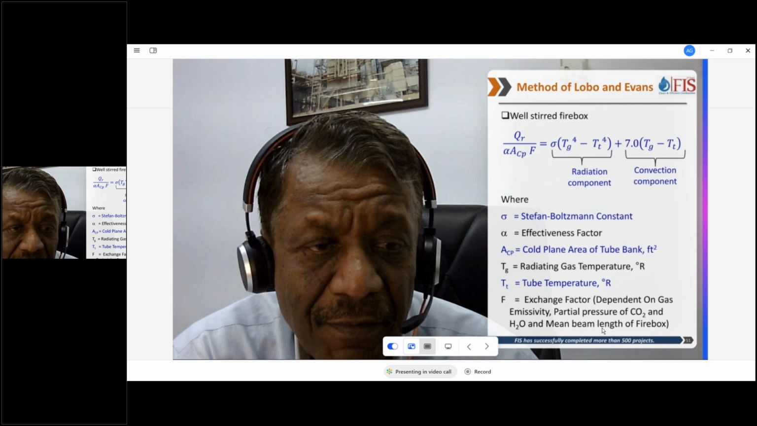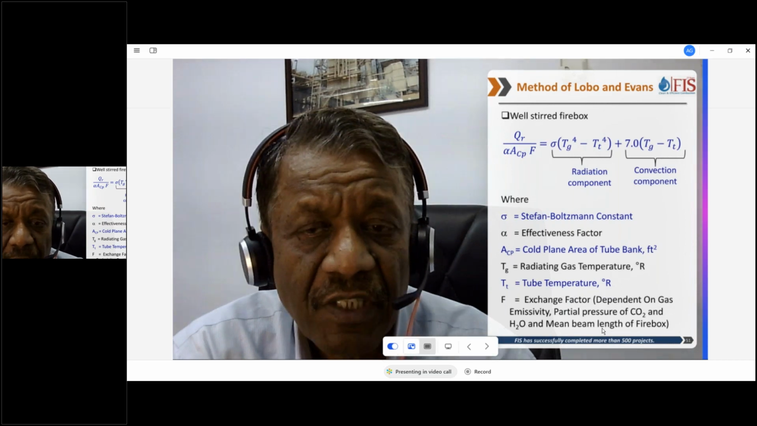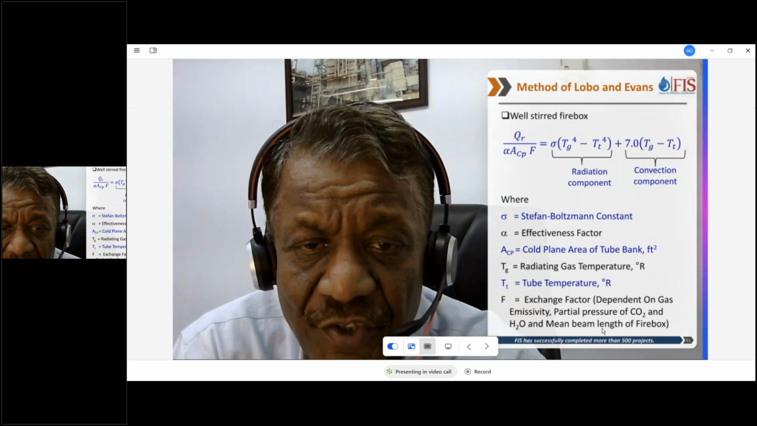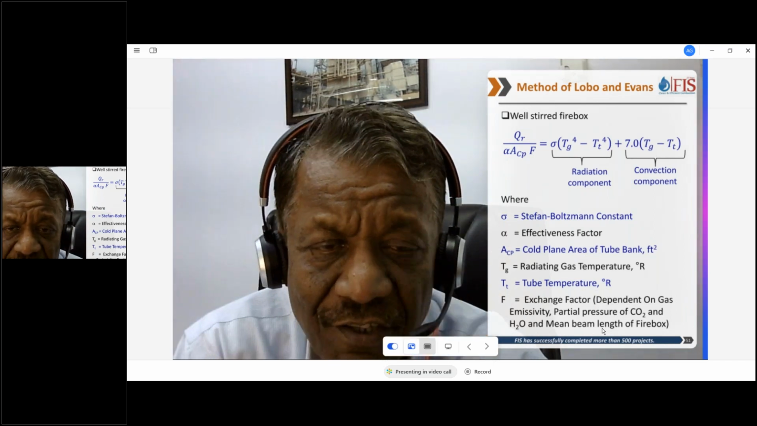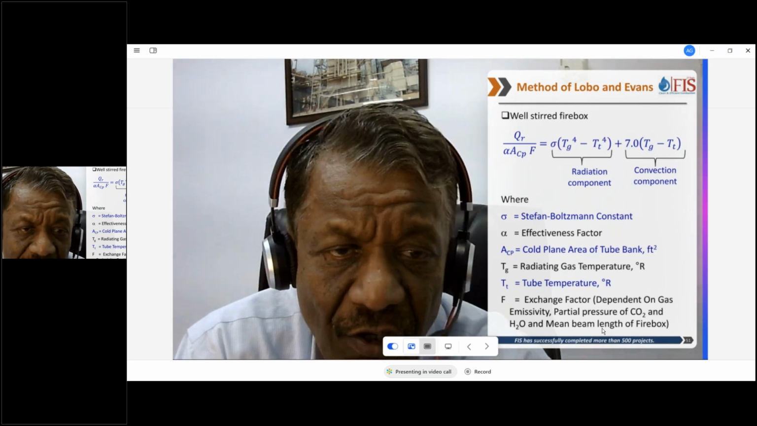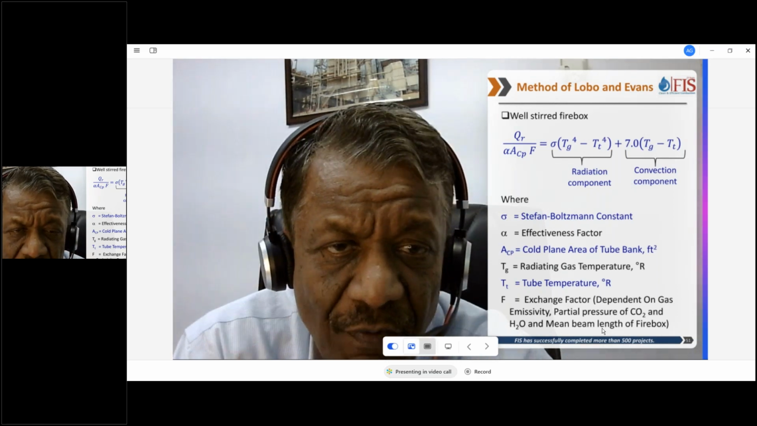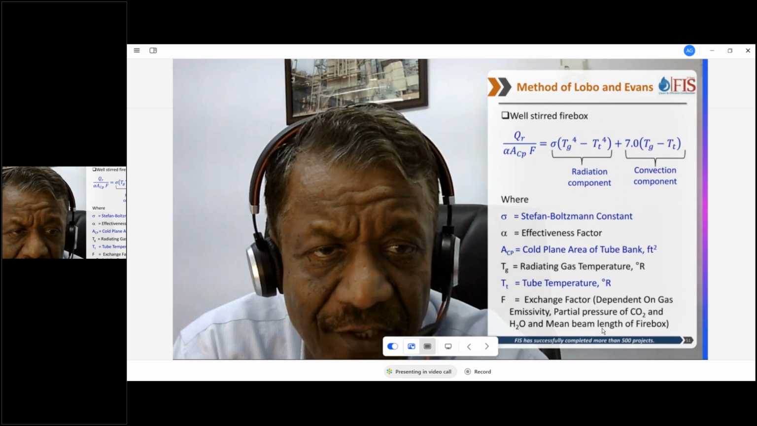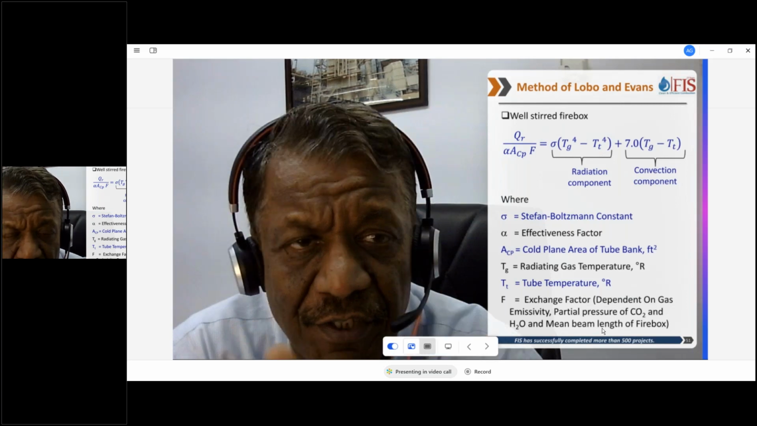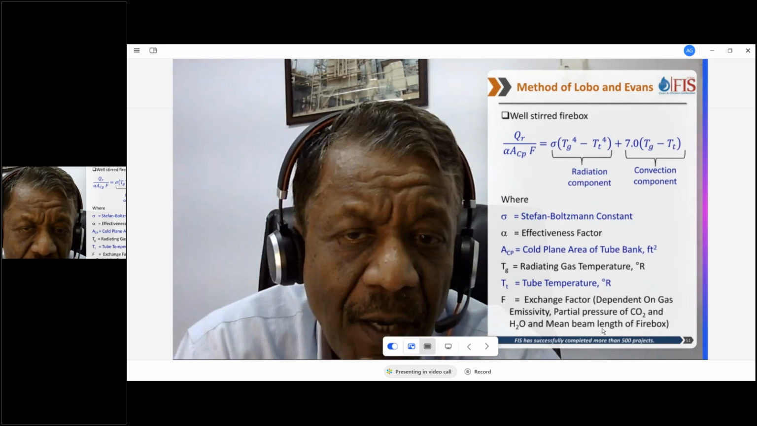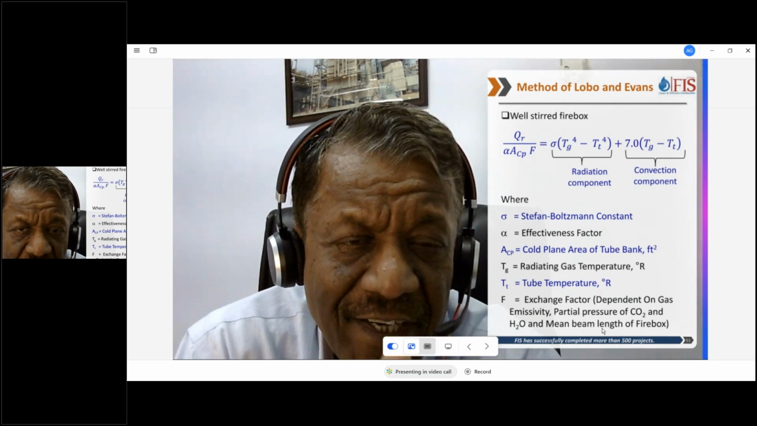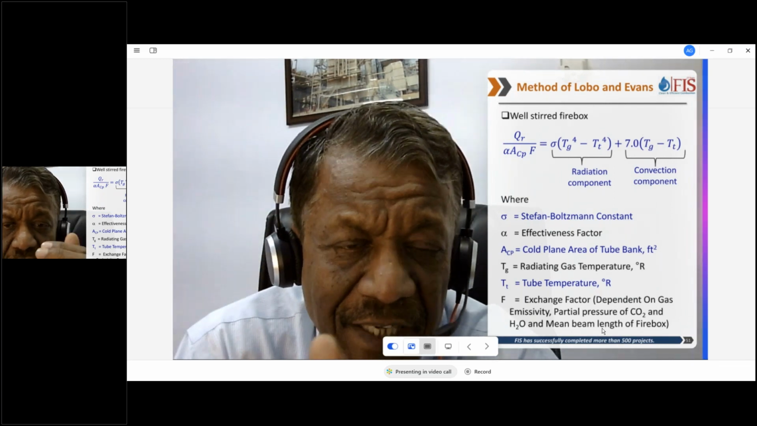Mean beam length is basically the length, the breadth, and the height, the three factors which we have. We use that to calculate the mean beam length of the firebox. So we will work on all these parameters in our next webinar, and we will solve for this equation and then come out with the details of the radiant section heat balance. So that's what we are solving.